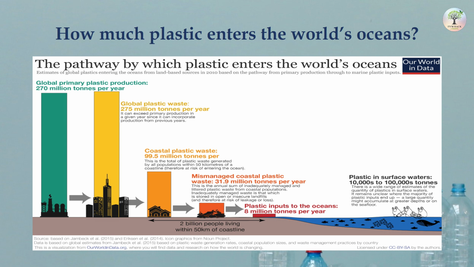Only plastic waste which is improperly managed or mismanaged is at significant risk of leakage to the environment. In 2010, this amounted to 31.9 million tons. Of this, 8 million tons, or 3% of global annual plastic waste, entered the ocean through multiple outlets, including rivers. The amount of plastic in surface waters is not very well known. Estimates range from 10,000 to 100,000 tons.